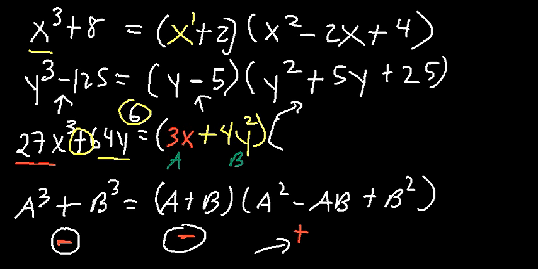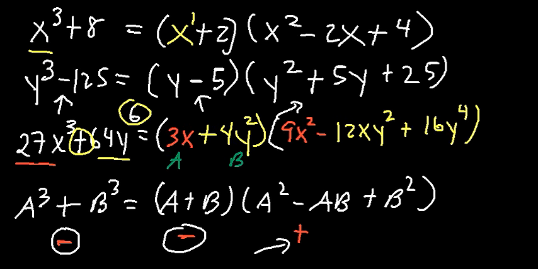So a squared, 3x times 3x, will therefore be 9x squared. And then minus ab, 3x times 4y squared is 12xy squared. And then b squared, so 4y squared times 4y squared is 16y to the fourth. And that's how you factor it. You just got to follow this equation. You can solve for a and b and just substitute it in the equation.